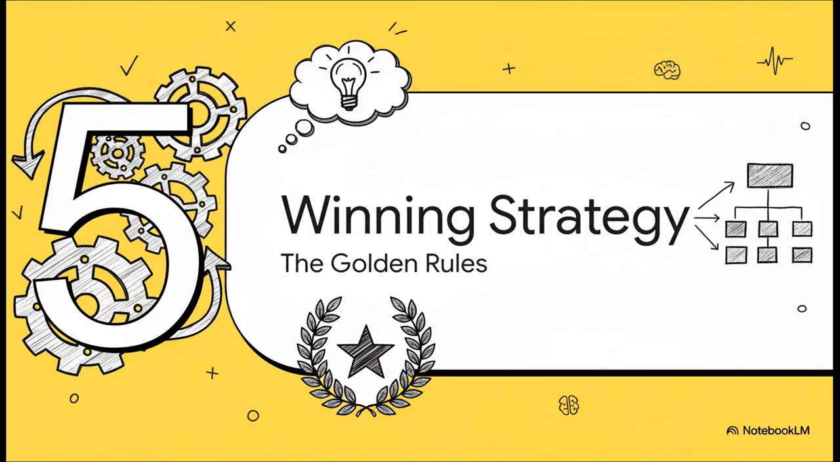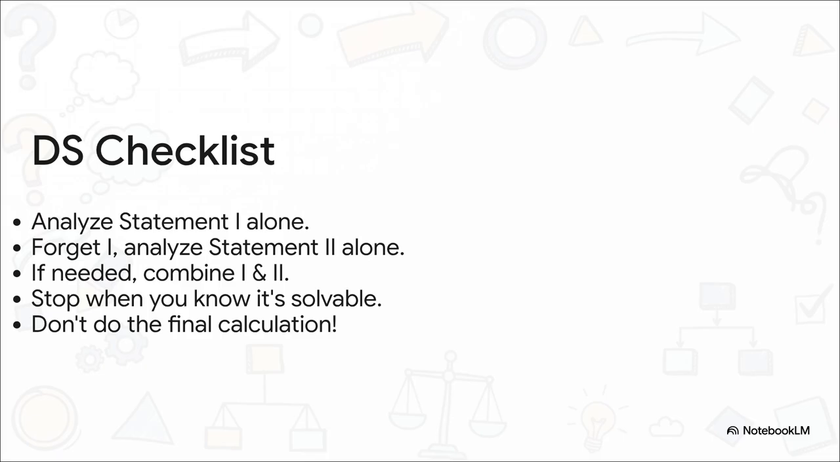We've seen the logic in action a couple of times now, so let's boil this all down into a super clear, winning strategy. A set of golden rules you can memorize and just run through when you're under pressure. This checklist right here is going to get you the right answer fast. Number 1, analyze statement 1 alone. Number 2, and this is so important, you have to completely forget about statement 1 and then analyze statement 2 alone. 3, only if neither one worked by itself do you combine them. 4, the moment you know the answer is findable, you stop. And 5, this is your secret to flying through these questions. Do not waste time on the final calculation. You don't need the actual number, you just need to know that you could find it.